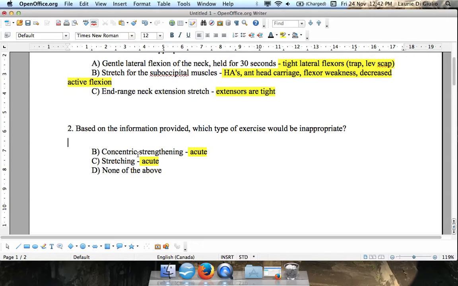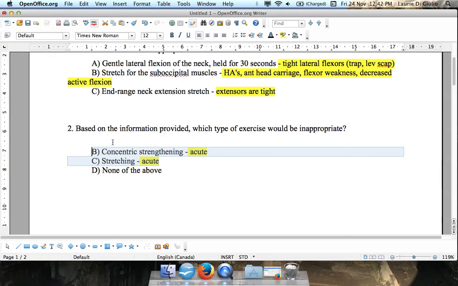Concentric strengthening and stretching are both inappropriate for acute. If this person is in the acute stage of healing, we would have to be able to select both of these. So we don't even need to look at the case study right now, because we already know that if this person is in acute, that's the only situation where we would be able to pick B or C, and we can't pick both of them. So this person cannot possibly be in the acute stage of healing.